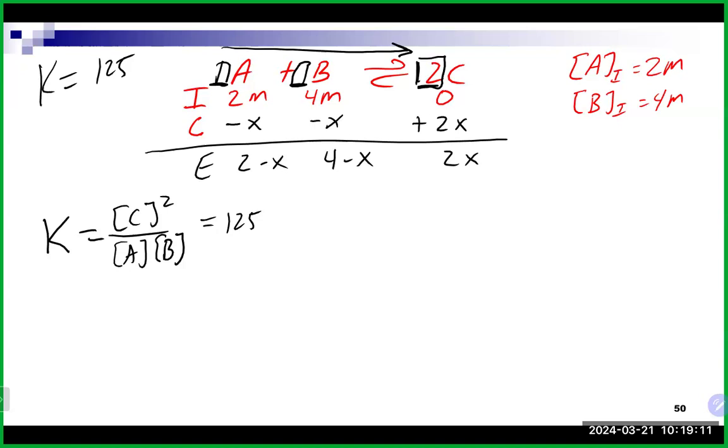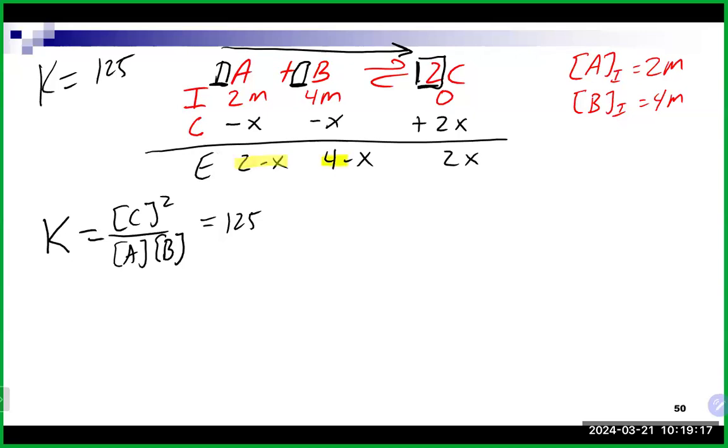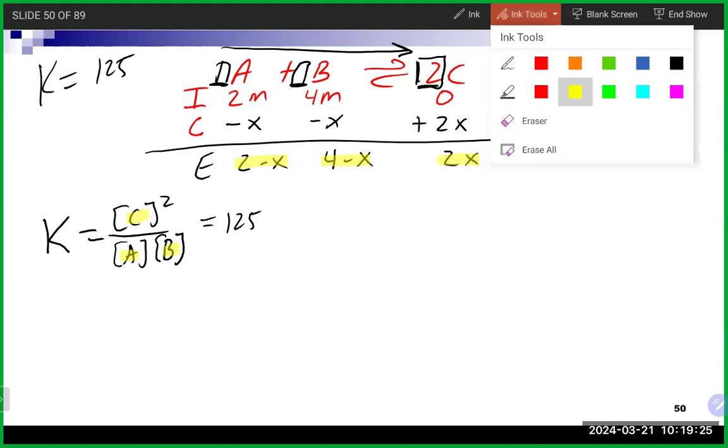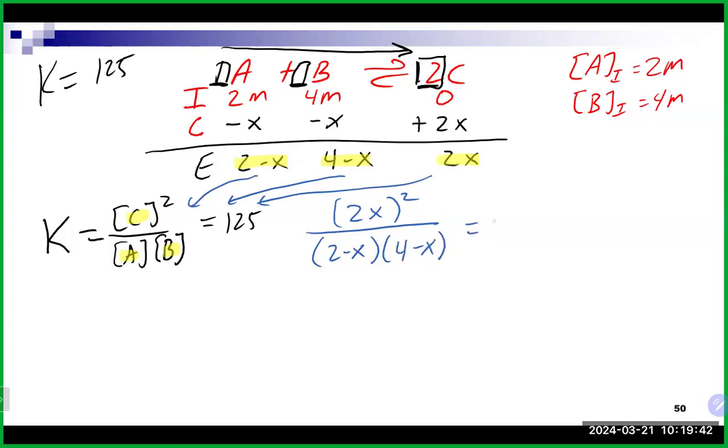What we would do at this point is we really want to solve for x. So we would take everything in the equilibrium line and put it into our expression. So everybody from the equilibrium line is going to go into that expression. And that would give us, in this made-up example, something like 2x squared, divided by 2 minus x, 4 minus x, equals 125. At this point, you're going to do some math, yes, and we're going to solve for x.